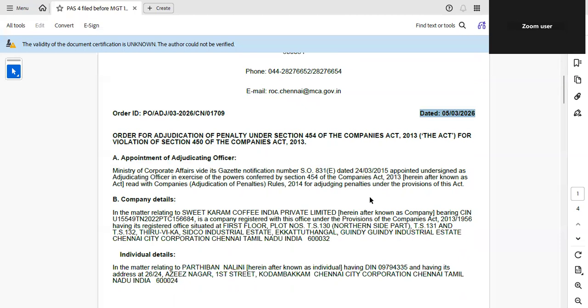Many startups, private companies, and even professionals sometimes overlook the correct sequence of filings in private placement transactions. The Companies Act clearly prescribes a strict compliance order, and failure to follow it can lead to penalties. This order involves the case Sweet Karam Coffee India Private Limited, where the ROC imposed a penalty for violation of Rule 14, Sub-Rule 8 of Companies (Prospectus and Allotment of Securities) Rules 2014.